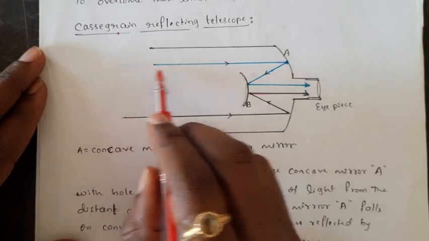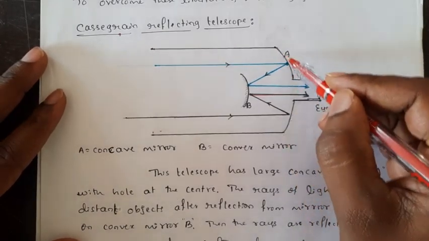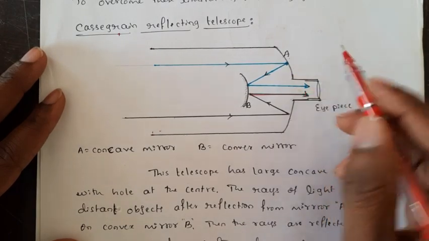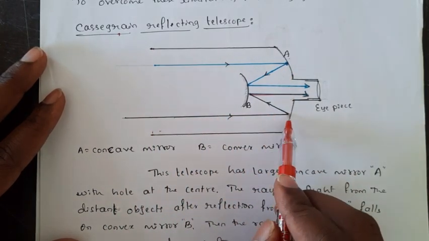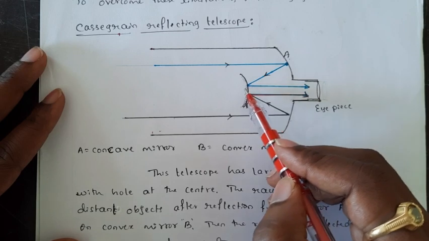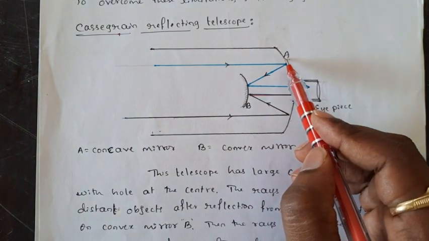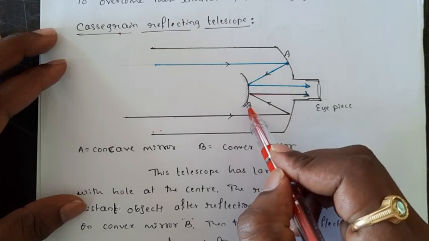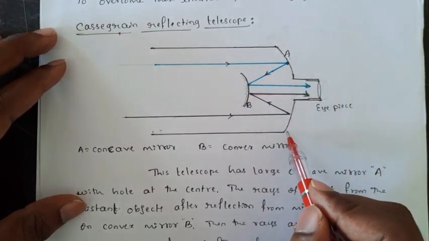The rays from the distant object are incident on the mirror. I call this mirror A, from here to here, and it has a hole at its center. Rays from the infinite distance are incident parallel on the concave mirror A. As a result, they converge at the principal focus of mirror A. And we arrange it such that there is one more convex mirror situated at the principal focus of the first mirror.